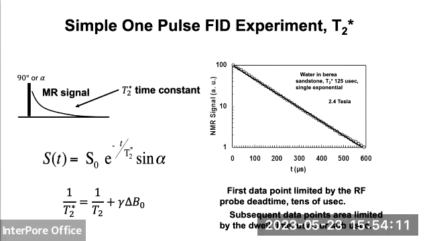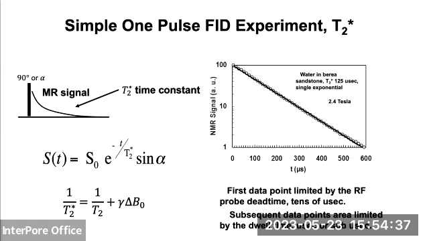The inverse of T2 star is equal to the inverse of T2 plus a magnetic field inhomogeneity term. Now, we're going to have a lot of magnetic field inhomogeneity in the pore space of a shale, but if T2 is very short-lived, it will be the thing that determines T2 star. So you could say we can use T2 star as a proxy for T2.